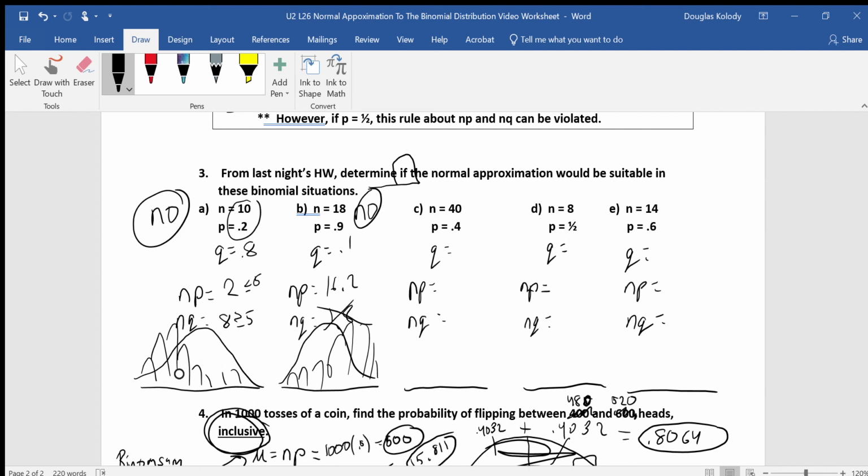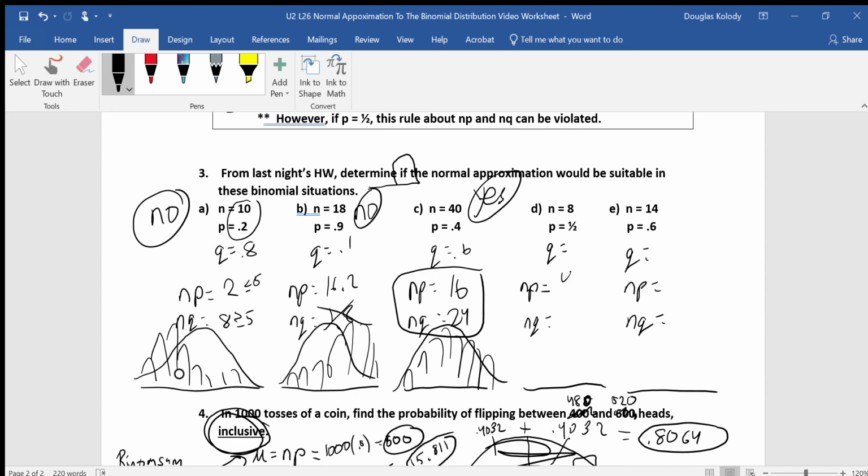How about 40 and 0.4? I think we might have it here. n times p is 16, and n times q is 24. By the way, q is 0.6. The histogram looks fairly symmetrical, and the normal curve overlays it very well. The answer to C would be yes. As long as n times p and n times q are both greater than or equal to 5, it works.